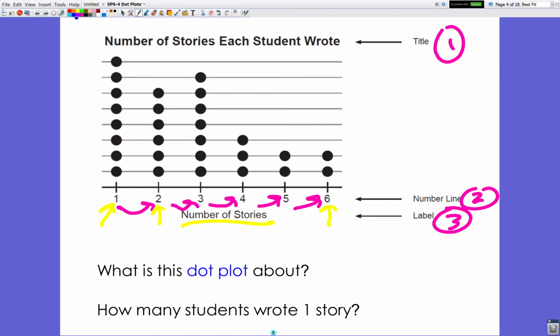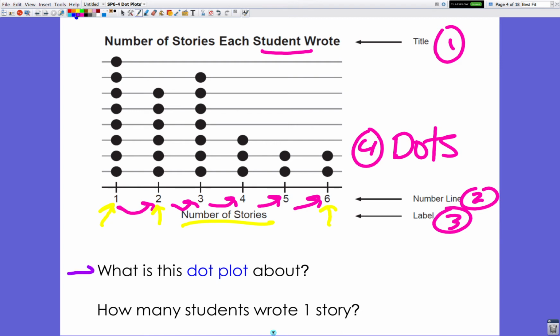And then the fourth and final element to a dot plot are the dots themselves. And the dots are the participants in the survey. So in this case, we're talking about students who wrote a story. So each of these dots represents a story a student wrote. So now we're going to be able to interpret from a dot plot by reading these 4 elements.